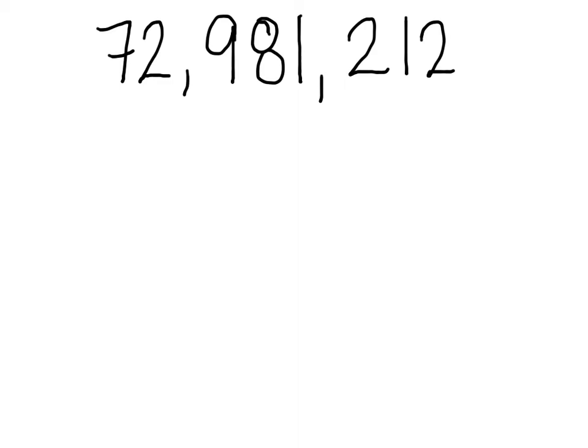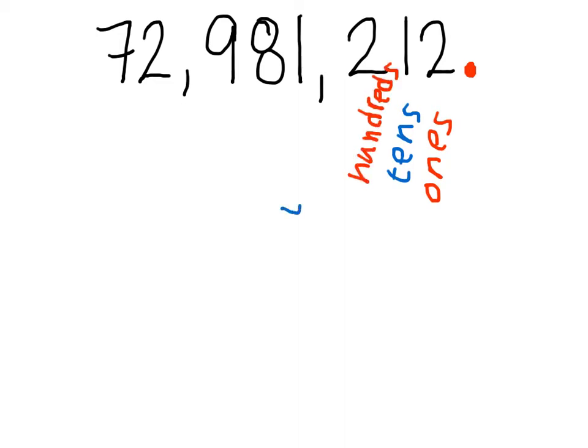Let's practice with 72,981,212. Remember, I have that invisible decimal point to the side, and I know that the first digit to the left is going to be the ones. The next digit is going to be the tens. The third digit to the left is going to be the hundreds. The fourth digit to the left is going to be the thousands.